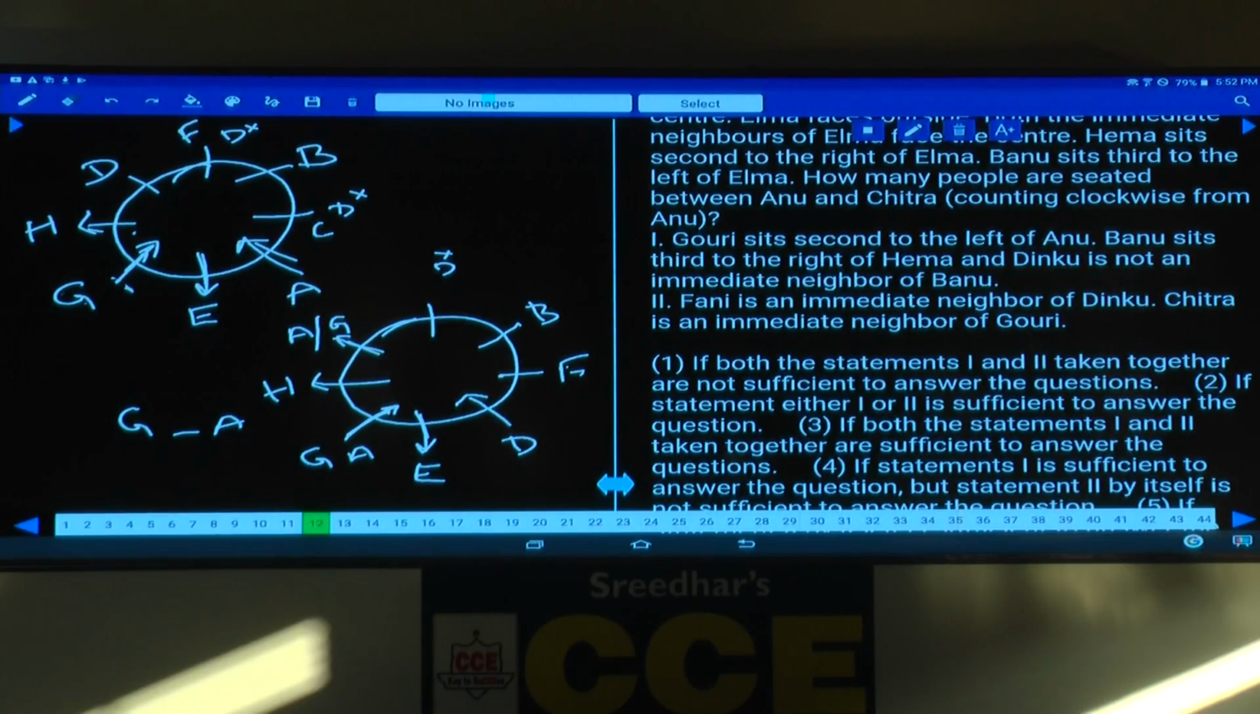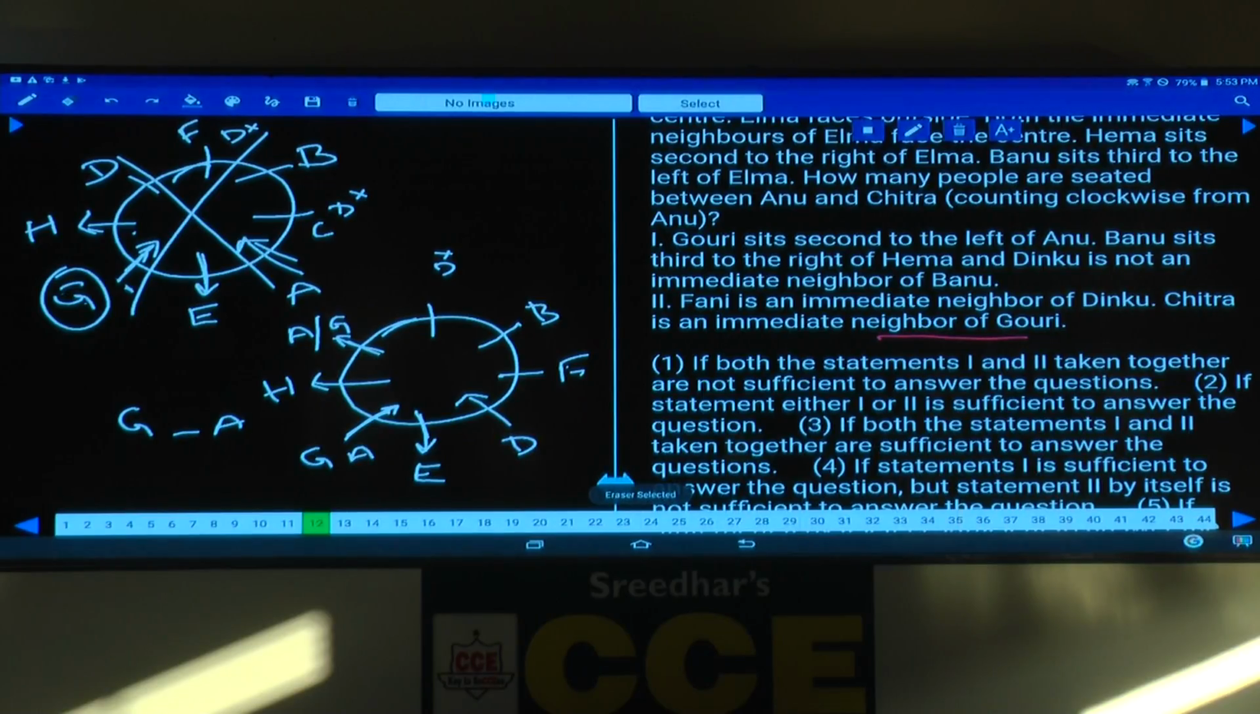And F is an immediate neighbor of D, and C is an immediate neighbor of G. As C is an immediate neighbor of G, that information is also clearly given. Now in this one, G is at this place. Is there any possibility for this C at all? No possibility, and this case is ruled out. Then in the second case, as C is an immediate neighbor of G, where is G here? G is at this place.